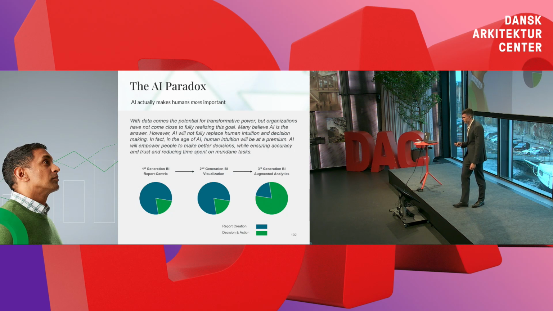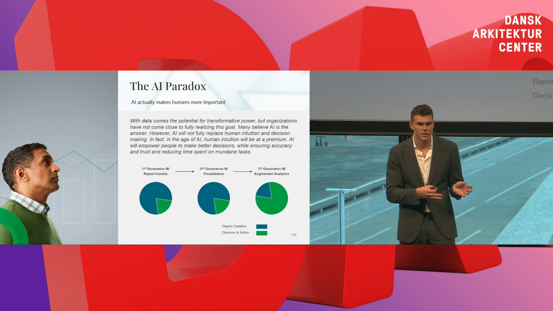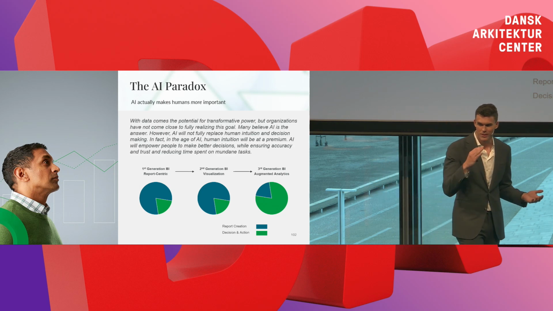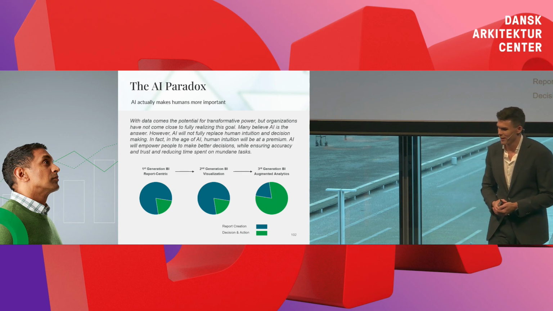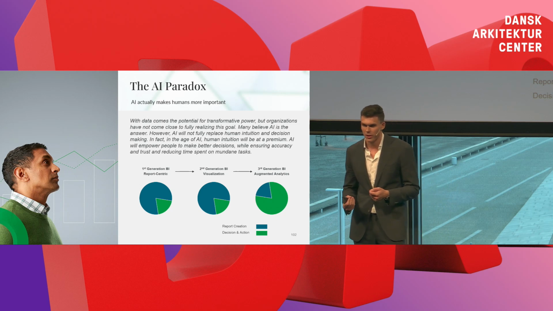And that really takes us to the AI paradox, which is as shown that if you look at the first generation of business intelligence, a lot of time was spent by centralized IT teams building reports, and then a lot less time was actually used on understanding these reports, and usually it would just be like a PDF file or something like that, and then making some decisions on that.